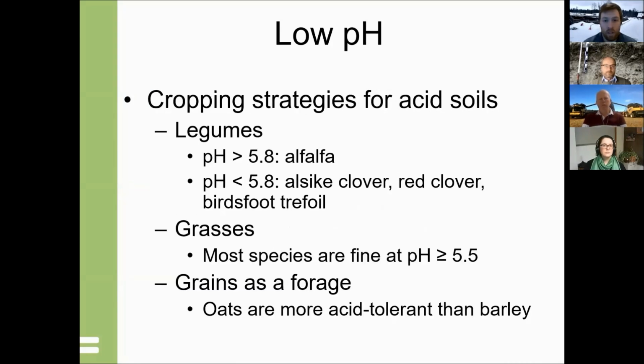So if you are trying to grow legumes in your forage mix, and of course your pH is lower than 5.8, you can't grow alfalfa. Some good other options are alsike clover, red clover, or bird's foot trefoil. And then grasses, most of them normally do okay when you're above 5.5. And then if you're using a grain crop as a forage, oats are normally more acid tolerant than barley. I couldn't really find a hard number for that, but I would assume it's probably similar to alfalfa, around 5.7 or 5.8.